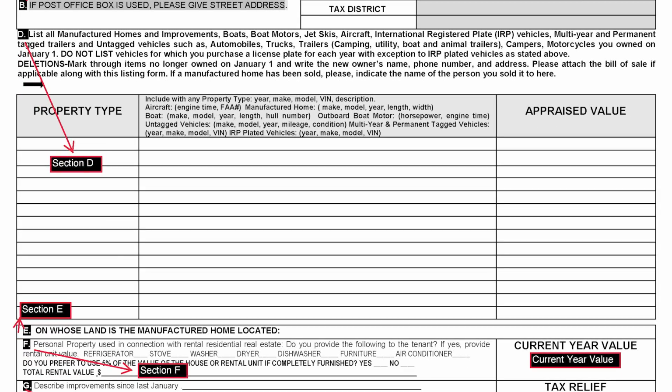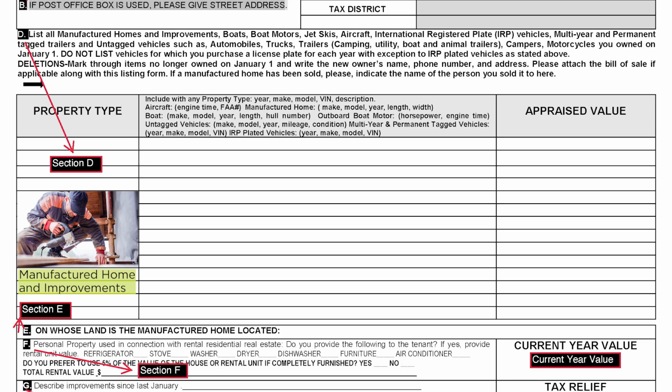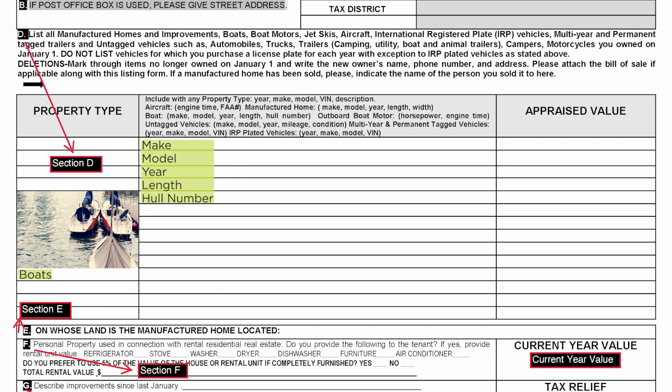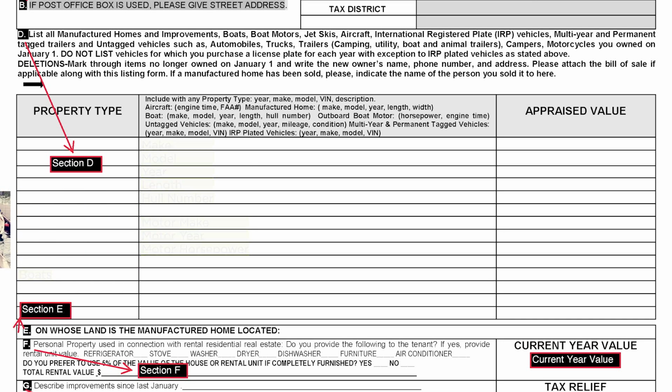Section D. In this section, you will enter your individual personal property items, such as manufactured home and all improvements to the home. Please include the make, model, year, and width. Boats, include the make, model, year, length, and hull number. Also include the make, year of the motor, and horsepower.